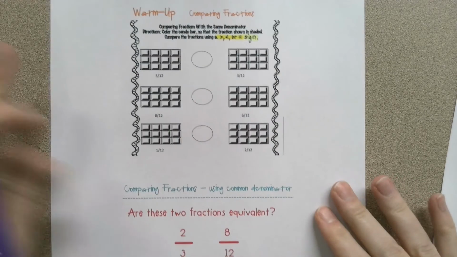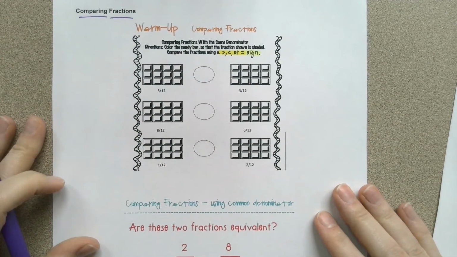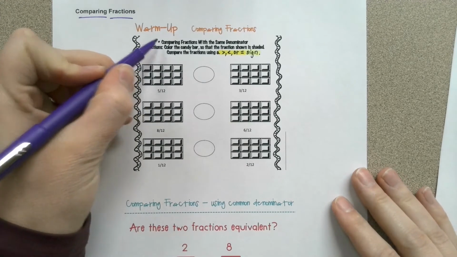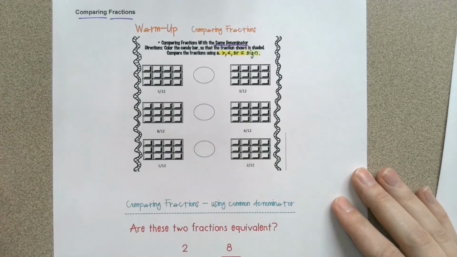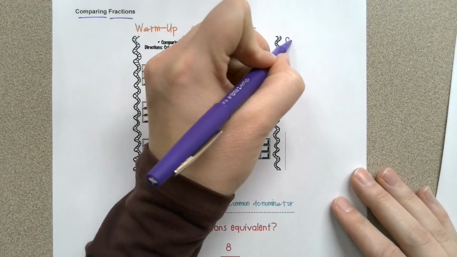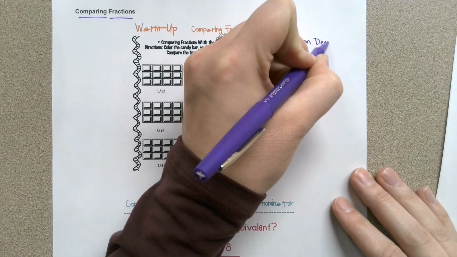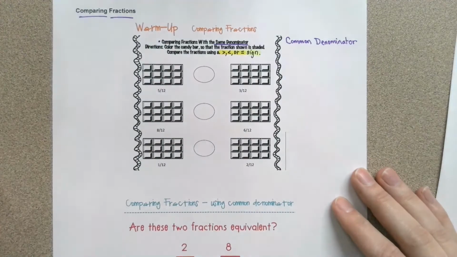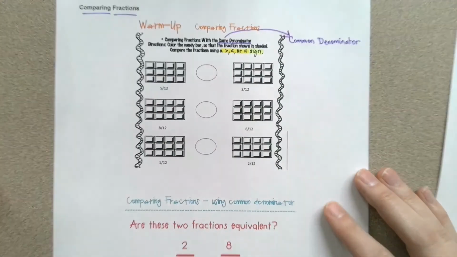This video covers how we can compare fractions, even when they're written in different ways. So when we're comparing fractions, they need to have the same denominator. You'll often hear the words common denominator used, and that just means that they have to be the same.